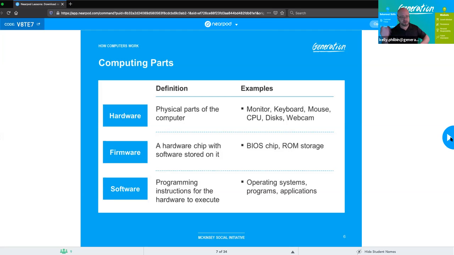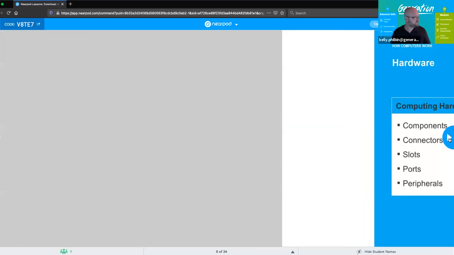So, just a quick reiteration: hardware, physical parts, monitors, keyboards, towers, CPU, physical things that you can actually touch. Software are the programs that run on the computer and operate the hardware. And then firmware is kind of in the middle. It is basically a hardware chip with software stored on it, like your BIOS chip or ROM storage. Any questions or comments so far on that? All right.